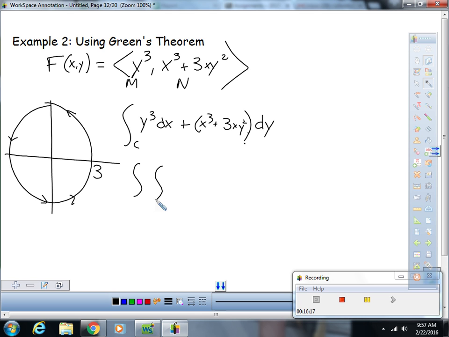Polars, right? Good. Okay? So, what's one thing that we often do when we use polars? What do we forget? So we're going to have to multiply by r. But if we go dr d theta, what's our inside limits? R goes from 0 to 3, and theta goes from 0 to 2 pi.